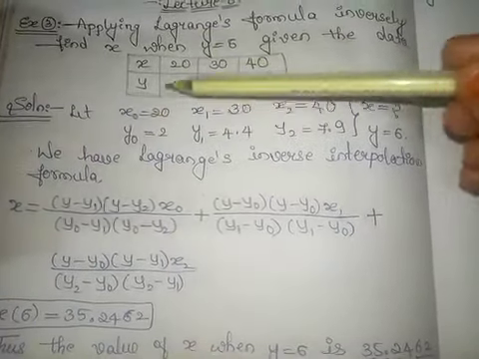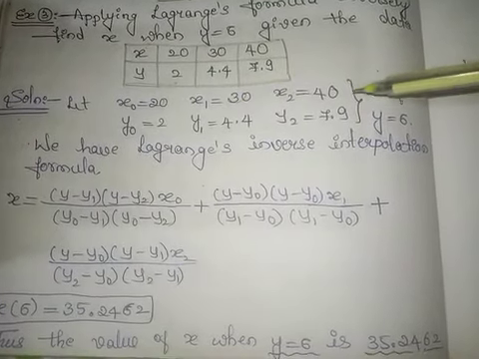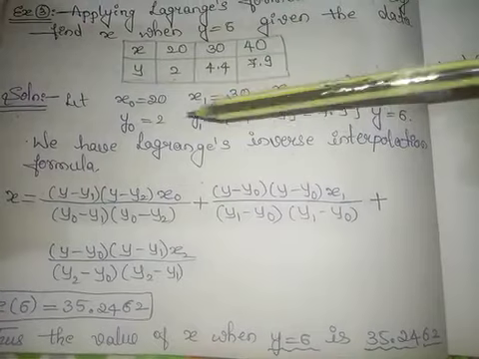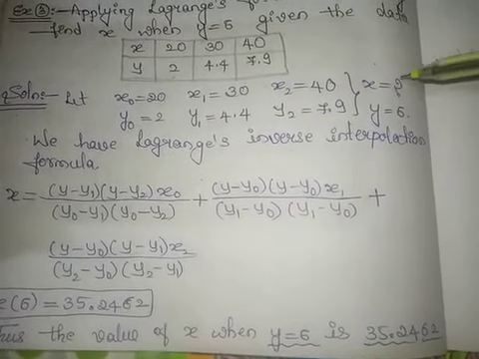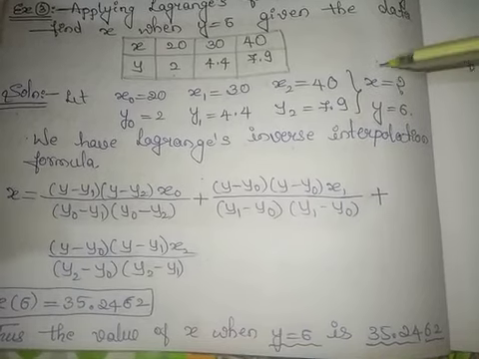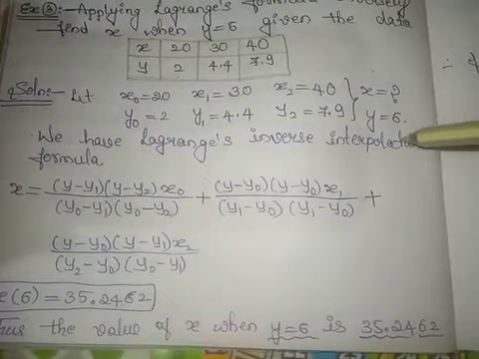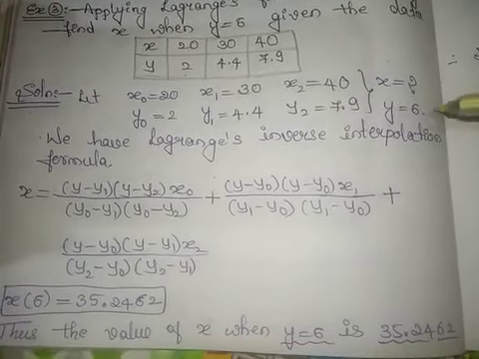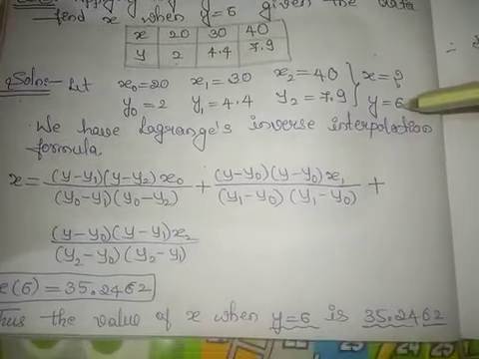Let x0 is equal to 20, x1 is equal to 30, x2 is equal to 40 and y0 is 2, y1 is 4.4 and y2 is 7.9. And we have to find inversely means what? Here we have to find the value of x for a given value of y. Here the value of y is given, that is 6. We have to find the value of x at y is equal to 6.